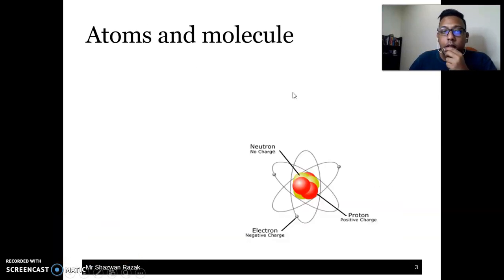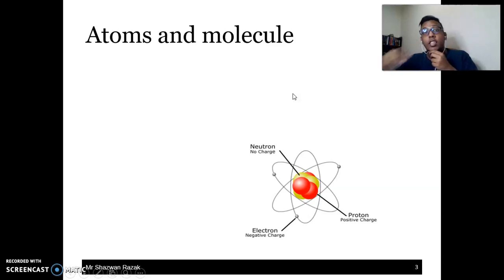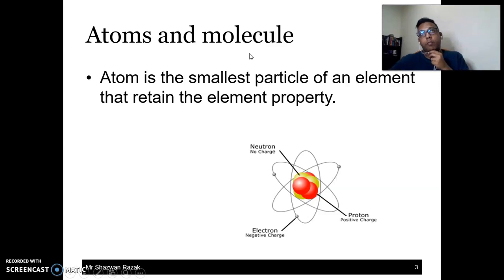Alright. So, dalam video ni, yang first one kita akan discuss adalah about atom and molecule. Apa itu atom? Atom ni adalah basic building block of anything. It's made up anything in the world, but what we gonna focus right now is we want to discuss about what actually made up an atom.